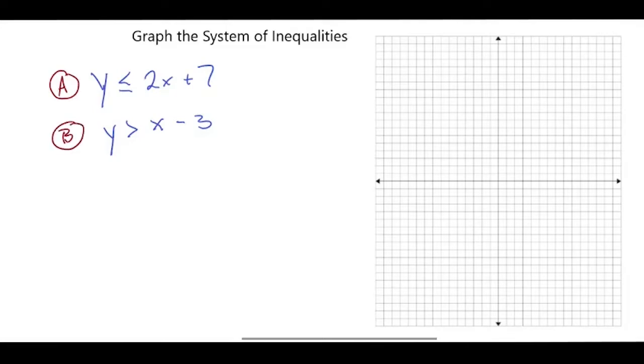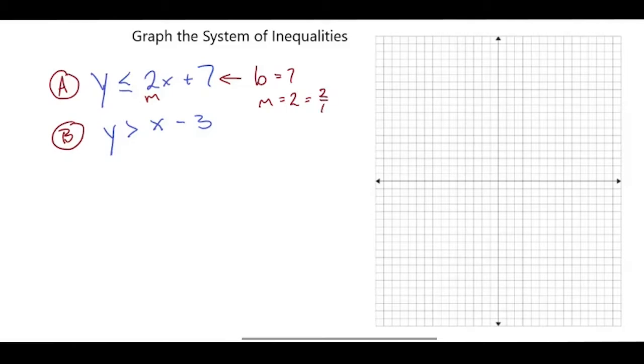So for inequality A, this one is in slope-intercept form. And you'll notice for this one that b is 7, so that means that the y-intercept is 7, and also that m is 2. All right, so b is 7 and m is 2. So that means my slope is 2, which is 2 over 1.